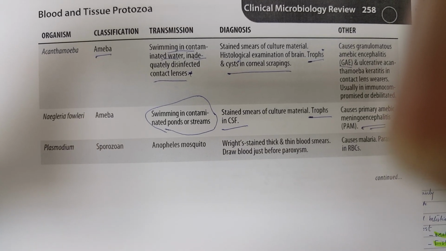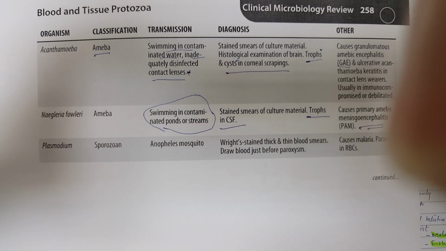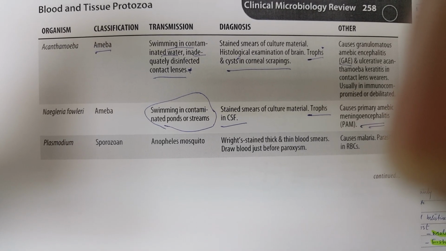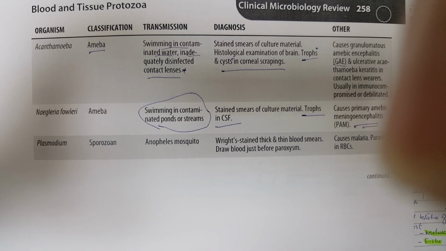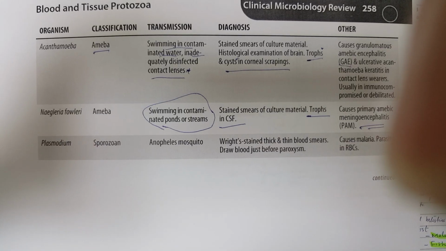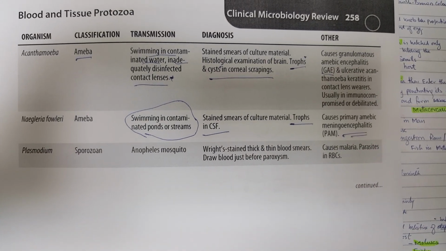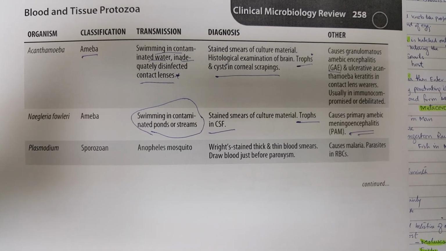And Plasmodium is also a sporozoan. It's not an amoeba. The Anopheles mosquito is the transmission route, and Wright stain, thick and thin blood smear, drawn just before the paroxysms, causes malaria. It's a parasite of RBCs.